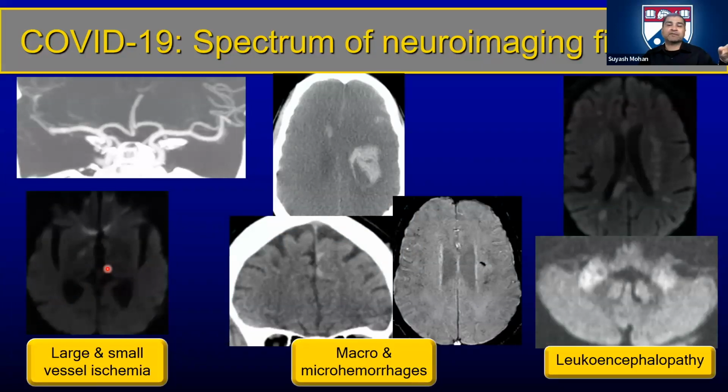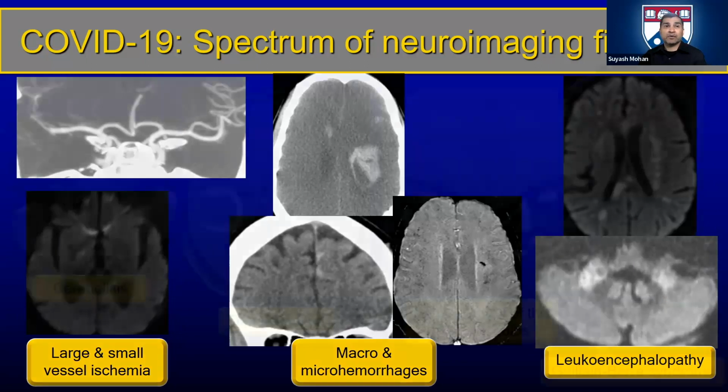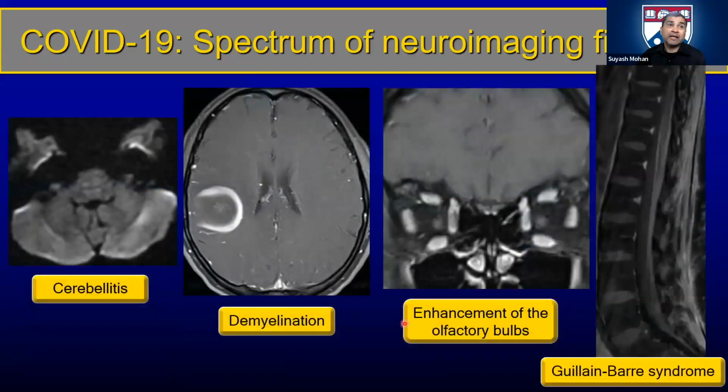Now, COVID, we have seen, presents with all kinds of infarcts, right? Small vessel infarcts, large vessel occlusions, hemorrhages, small, multifocal, bilateral. And this is the case of COVID-related encephalopathy that I was mentioning earlier. It can present with cerebellitis. It can present with pontocerebellitis. It can present with tumefactive demyelination.